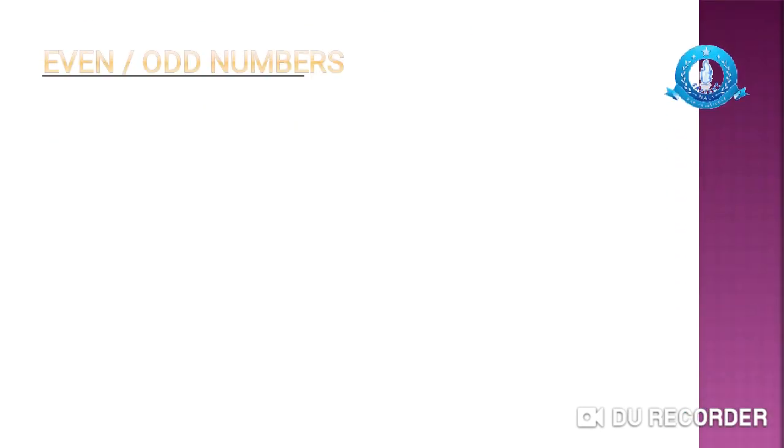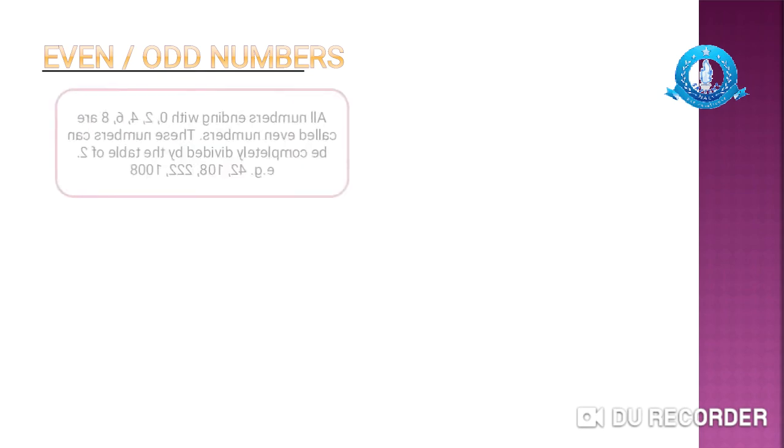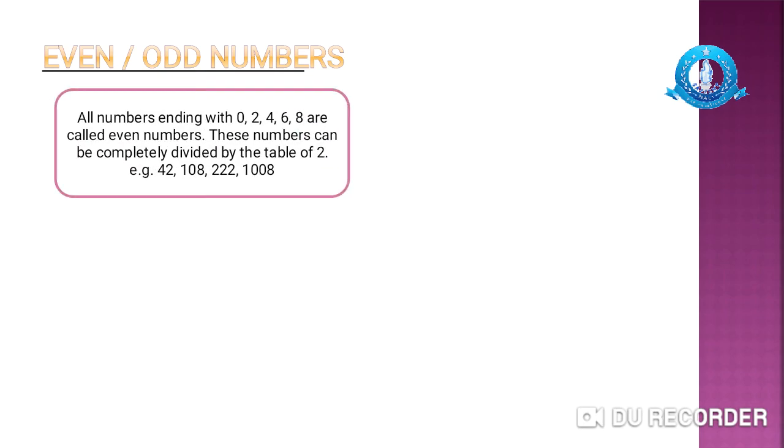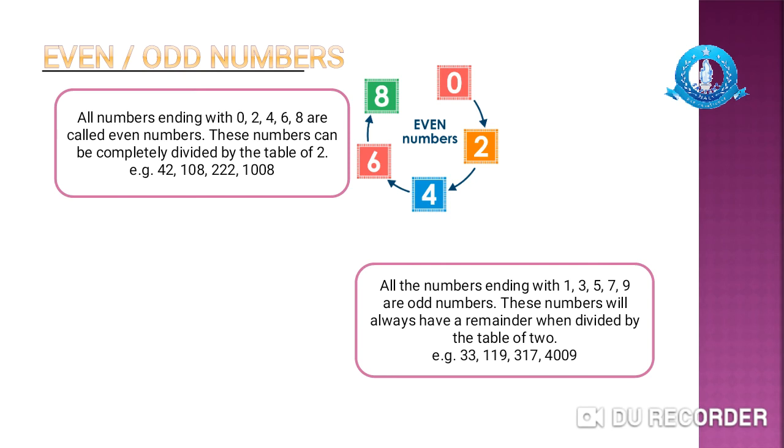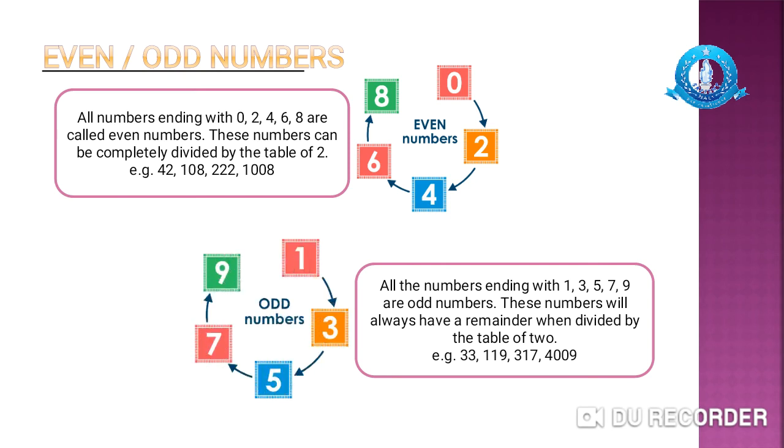Even and odd numbers. This is a fairly easy concept and we have been doing this every year so far. All the numbers ending with 0, 2, 4, 6 and 8 are called even numbers. These numbers, when divided by 2, do not give us any remainder. Odd numbers. All the numbers ending with 1, 3, 5, 7 and 9 are odd numbers. These numbers will always have a remainder when we divide them by 2.